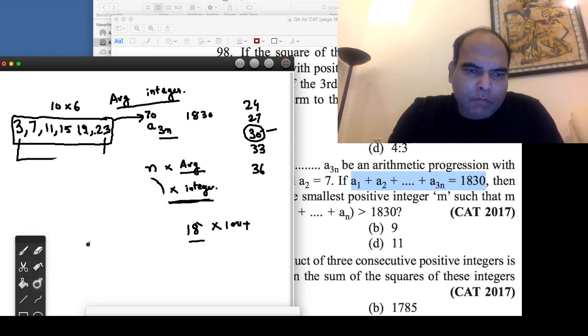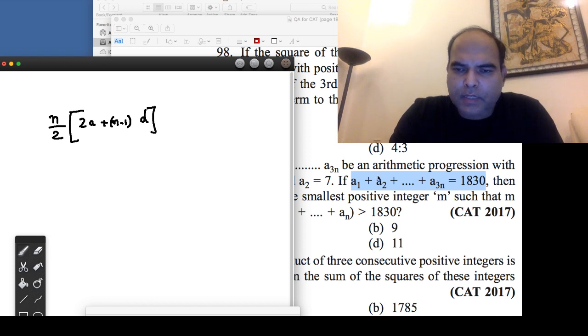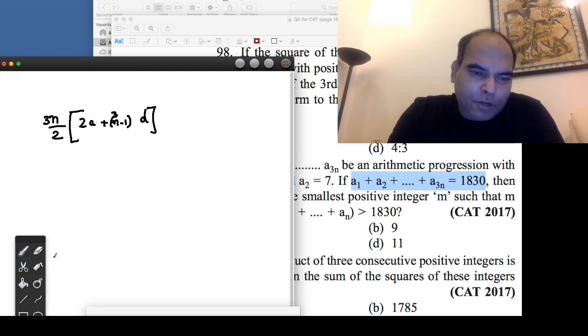It's much easier than going through the n by 2 into 2a plus n minus 1 into d, because this is the mathematical trigger for this highlighted part of the problem, right? Of course, maybe you can just replace this with a 3n to understand that you're using 3n there. But still, as I said, this is going to be much more tedious the arithmetic way.